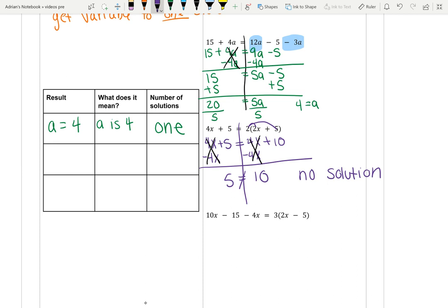So over here, I got 5 equals 10. And this means that no number will work. It means there isn't going to be an answer. And the number of solutions is 0 or none. There just isn't anything that could make this true.